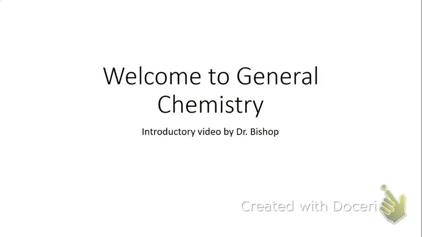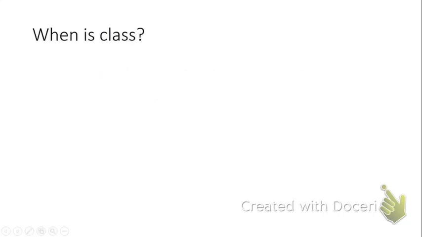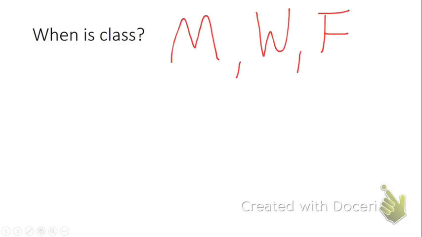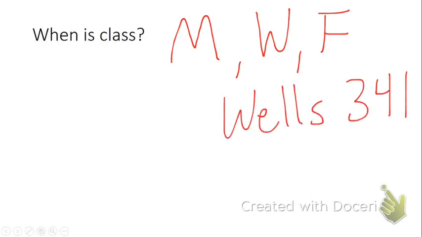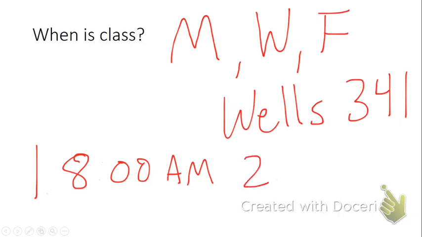One of the first questions that you might ask yourself is, when is class? Class meets for 50 minutes on either Monday, Wednesday, or Friday in Wells 341. Wells 341 is on the third floor of Wells, and it is in the middle of the hallway. The times that we will meet for one section will be at 8 o'clock in the morning. For another section, it will be at noon.